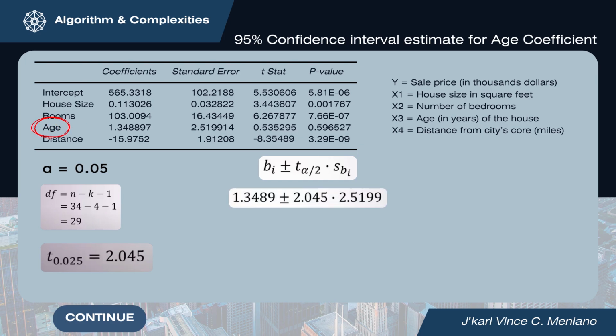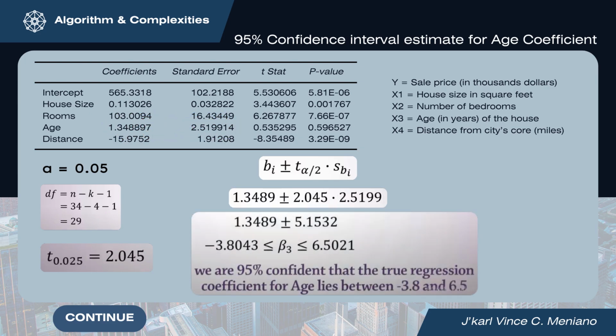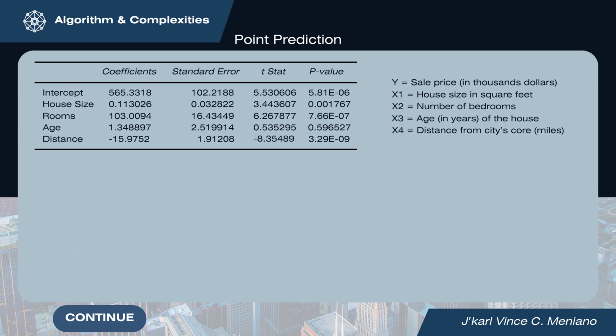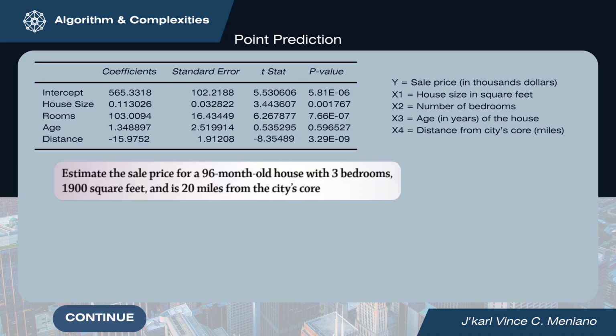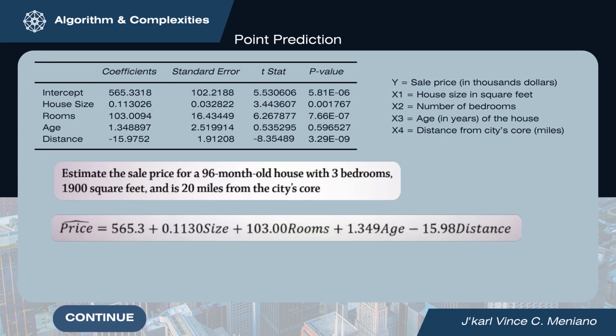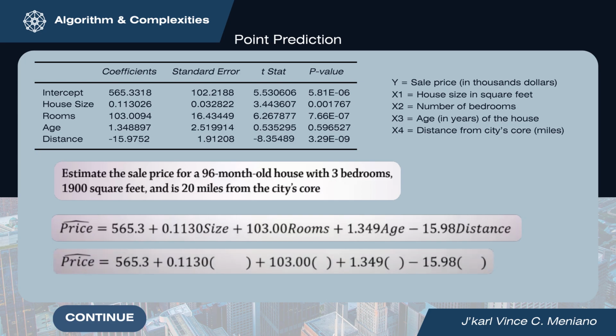So, for age, the coefficient is 1.3849 plus or minus the critical value times the standard error for age. That is, we are 95% confident that the true regression coefficient for age lies between negative 3.8 and 6.5. Next, we estimate the sale price of a house with this given information. Here again is the estimated regression equation. We want to point predict sales for this house by substituting the values in the equation.